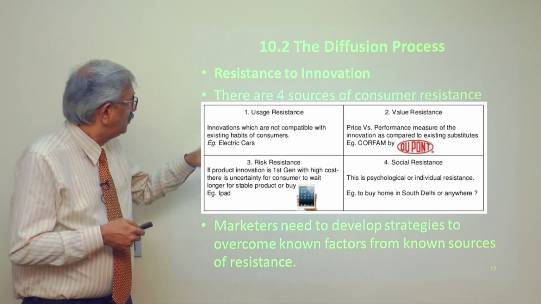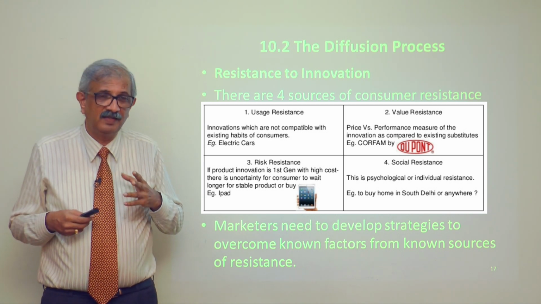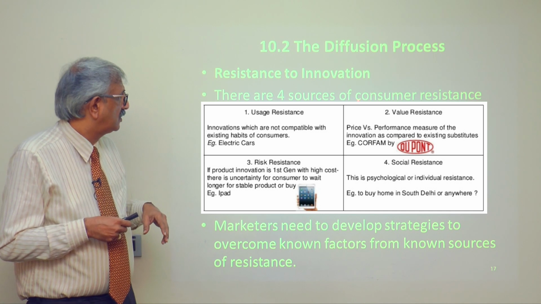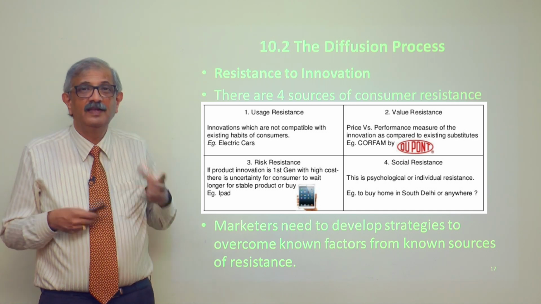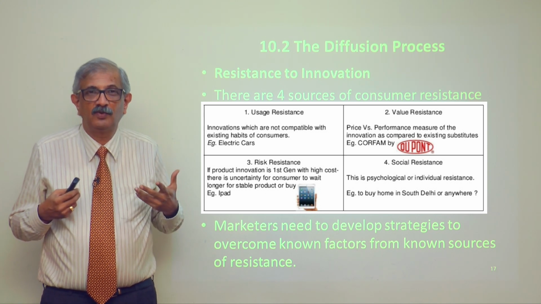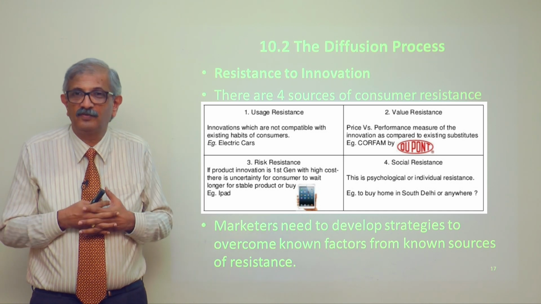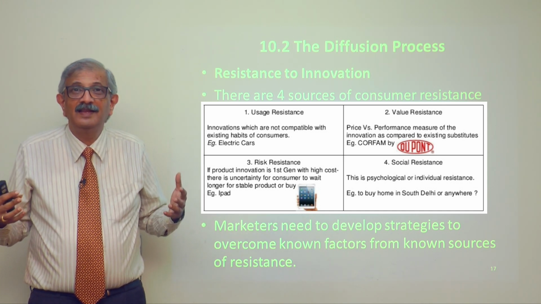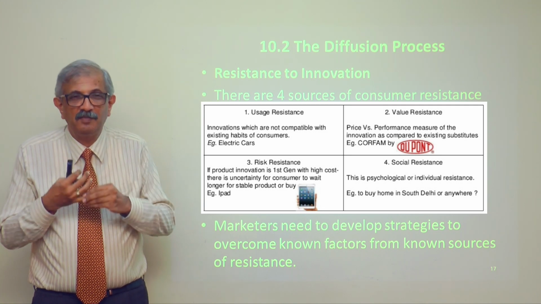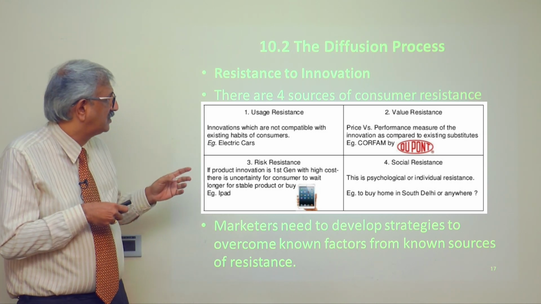So, a quick snapshot: there are 4 sources of consumer resistance. First is usage resistance: innovations which are not compatible with existing habits. Electric car. When the concept came in, everybody was talking as if in a year or two the whole world would be full of them. Now it's been almost a decade and we are still struggling with the introduction of EVs. Capital cost, the problem of battery charging, and so many things. That's usage resistance.